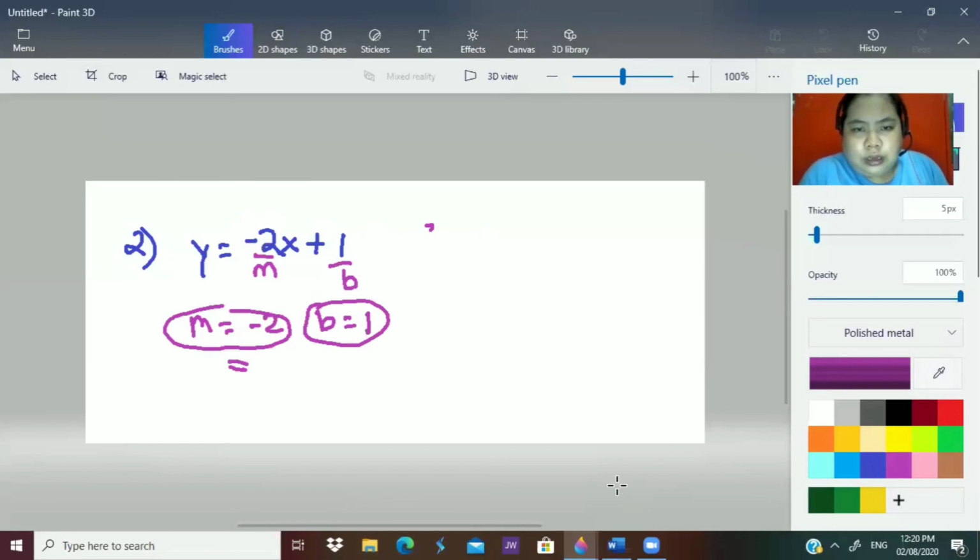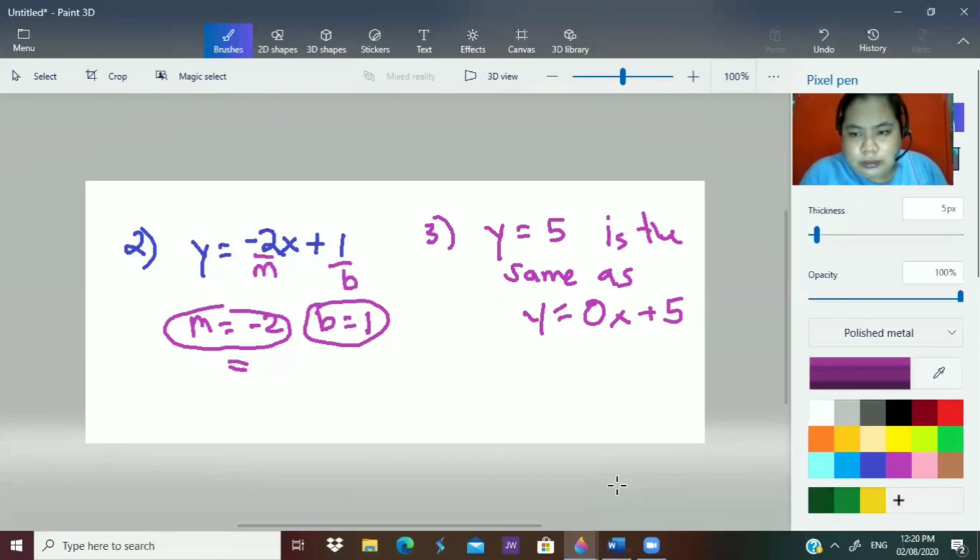Number 3, how about if you only have a given 5, y equals 5. So what does it mean? So y equals 5 is the same as y equals 0x plus 5. So makikita mo, here is the slope and 5 is the y-intercept. So m is 0, y-intercept is 5.